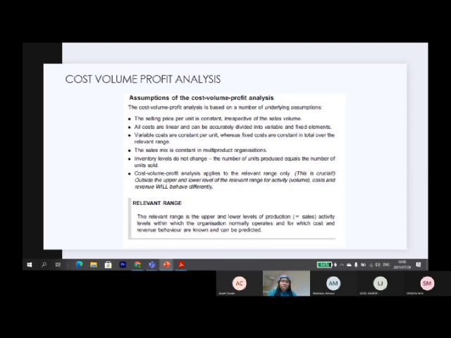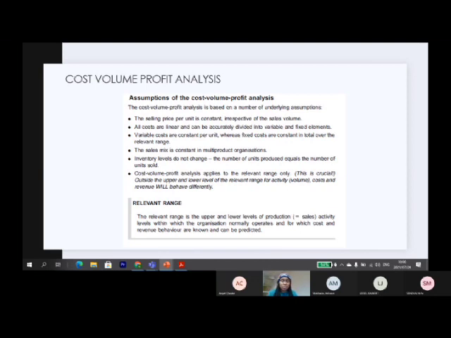The other one says the costs are linear and can be accurately divided into variable and fixed. So you can see your cost to be variable and fixed. You don't have to use your high-lows in order to identify what type of cost you're dealing with. With these, your costs are clearly defined and accurate to say this is variable, this is fixed.